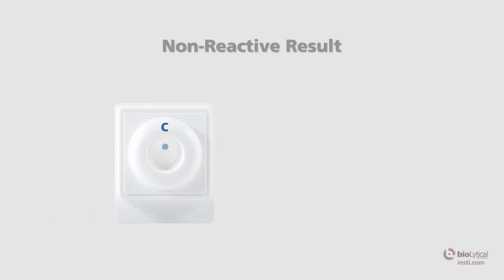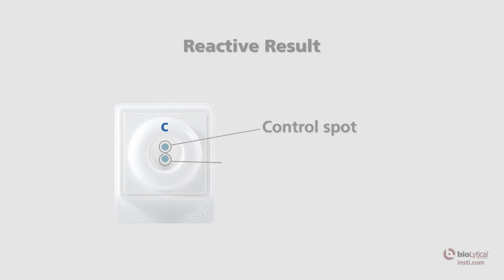Non-reactive result: one blue control spot that is clearly discernible above any background tint should appear on the membrane. The control spot indicates the test has been performed correctly and a human specimen has been used. Reactive result: two blue spots, one control spot and one test spot that are discernible above any background tint, indicates that the specimen contains HIV-1 and/or HIV-2 antibodies. Following a reactive test result, HIV confirmation testing should be conducted.